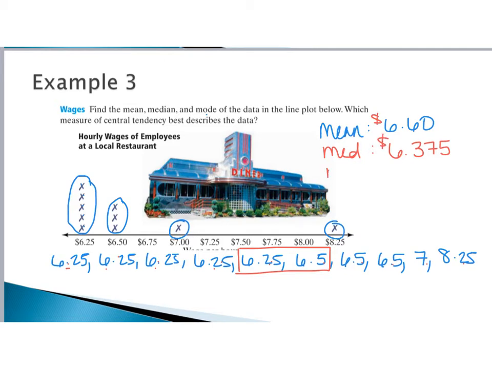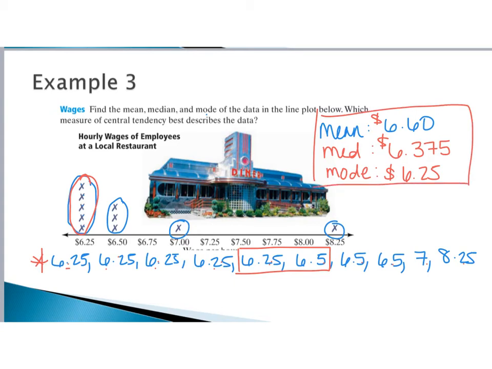And my mode is the number that occurs the most. Well, the nice thing about a line plot is I really do not have to look at my numerical data, like right down here. I can go directly to my line plot and see that the 6.25 occurs the most. So the mode is $6.25. So here's our measures of central tendency.